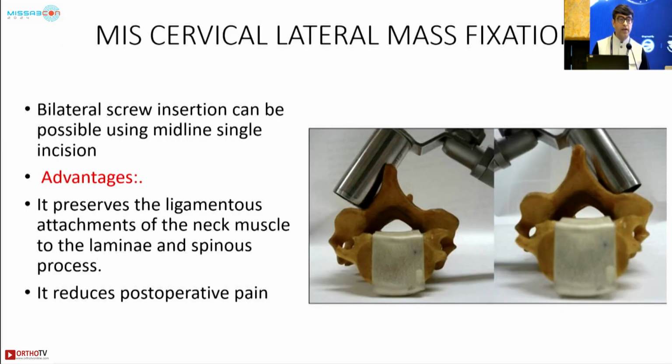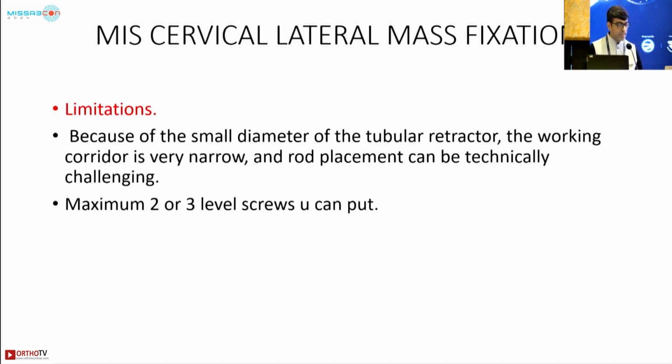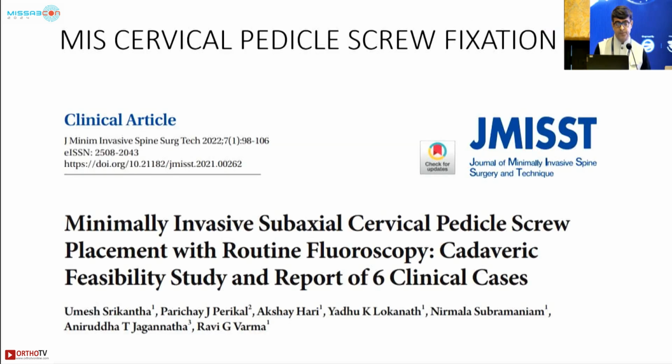MIS cervical lateral mass fixation has been described. Bilateral lateral mass fixation can be done through a single midline incision. The advantage is it preserves posterior ligamentous attachment, the posterior tension band is preserved, and it reduces postoperative pain. The limitation is you can use a maximum of 2 or 3 levels, and because of the smaller diameter of the tubular retractor, you may struggle to connect the rod.